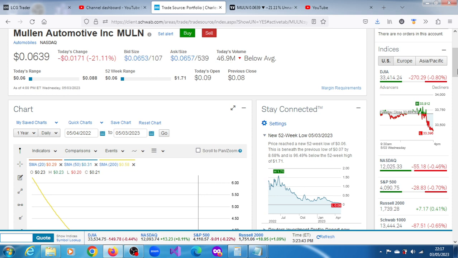then you might see an increase of 30% in your holdings. Yes, see what you make of MULN stock, and I'll continue to update you.